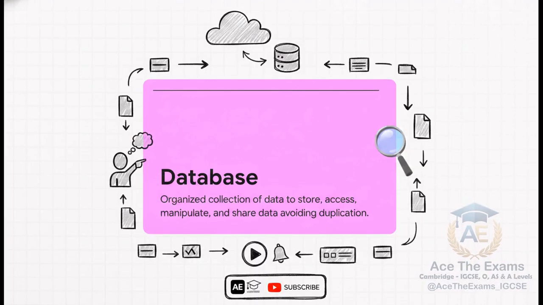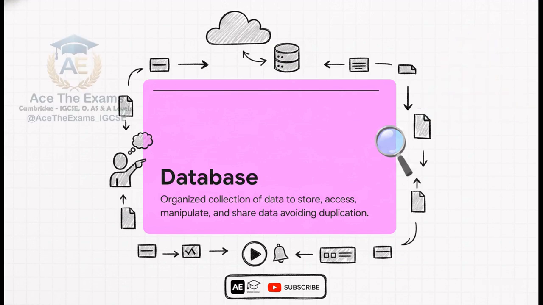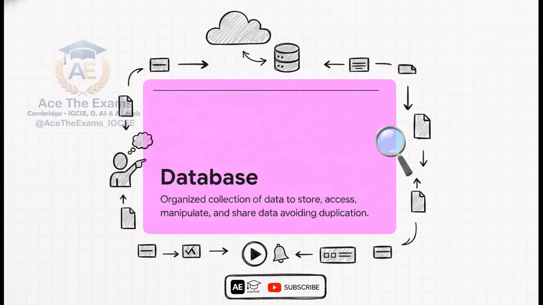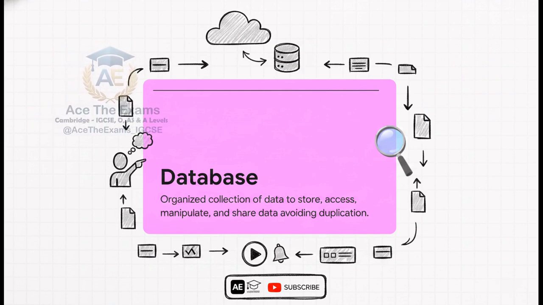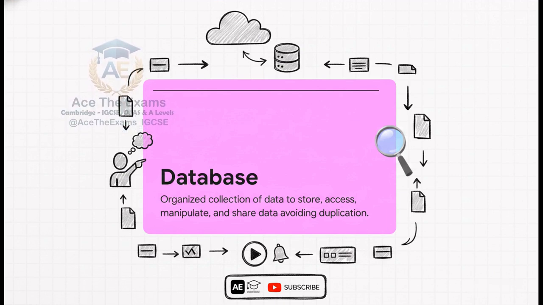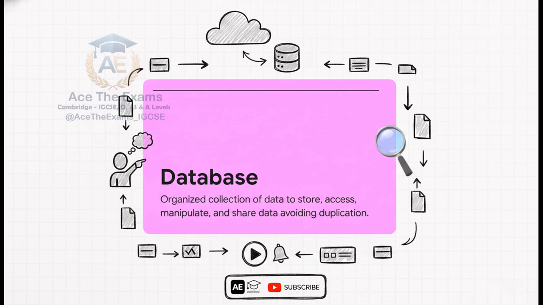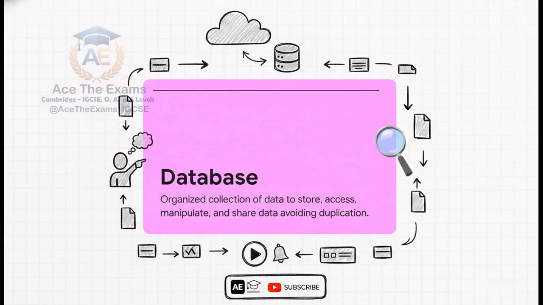So to manage all this newly contextualized information efficiently, we rely on a database management system, or DBMS. Think of it as the ultimate organizational tool for the digital age. A DBMS doesn't just passively hold your data. It empowers you to actively store, access, manipulate, and share it. And crucially, a well-designed DBMS does all of this while avoiding data duplication. That's what keeps our systems fast, efficient, and accurate.